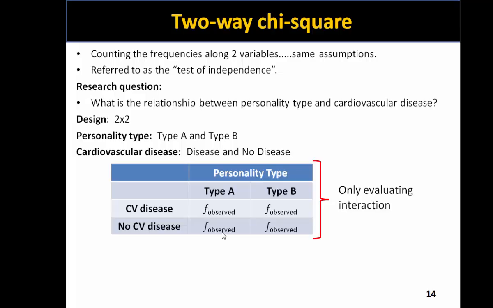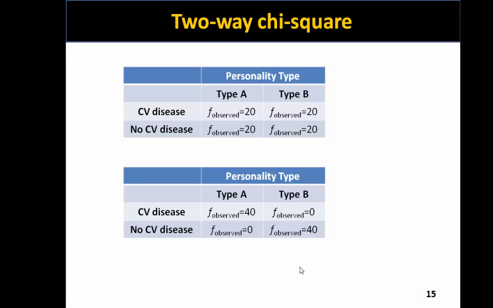What we're going to do in this approach is essentially evaluate how the two independent variables of personality type and disease presence interact. The overall approach is attempting to address whether having cardiovascular disease depends on personality type. And to illustrate how the two-way chi-square would be used to examine this question, we look at two rather extreme examples here.